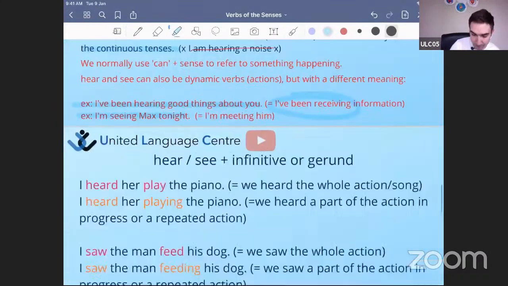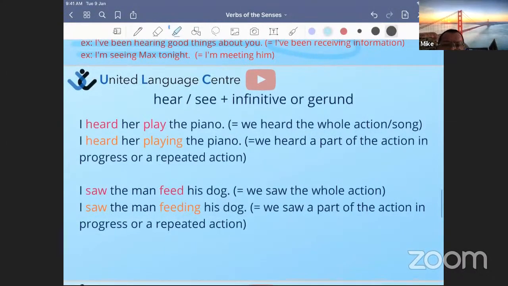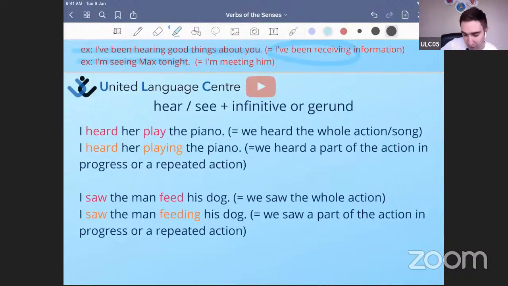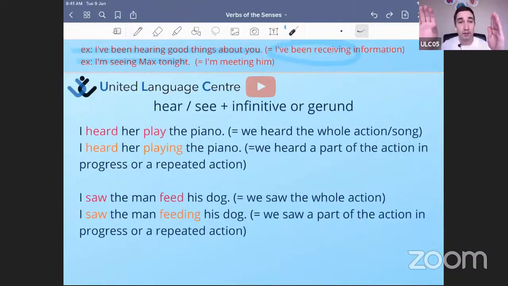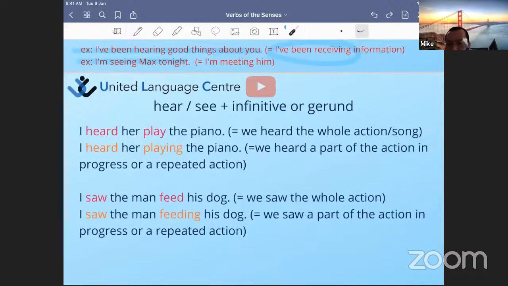All right, moving on. Okay, so hear or see plus infinitive or gerund. Now infinitive, no to. There are 2 examples here, okay? I heard her play the piano, and I heard her playing the piano. Different meaning. I heard her play the piano means I heard from the beginning to the end, I heard all of it.